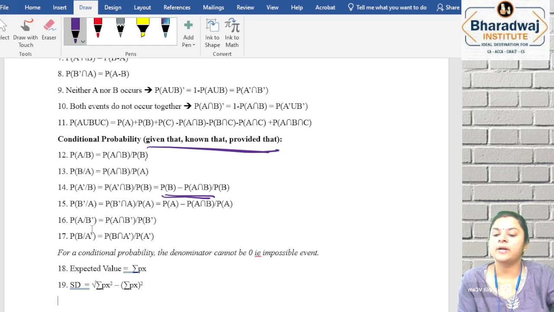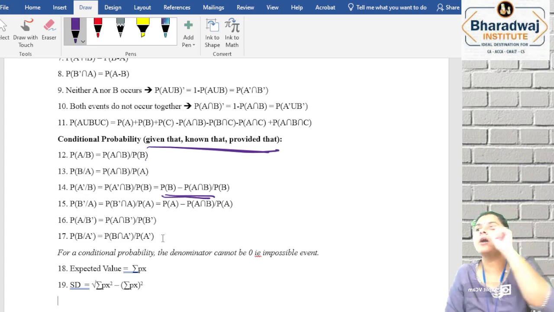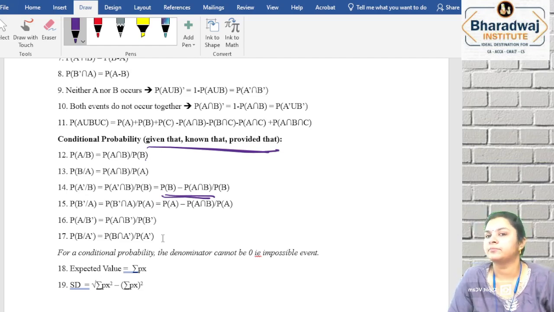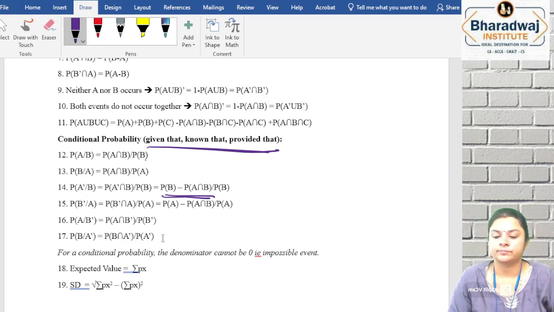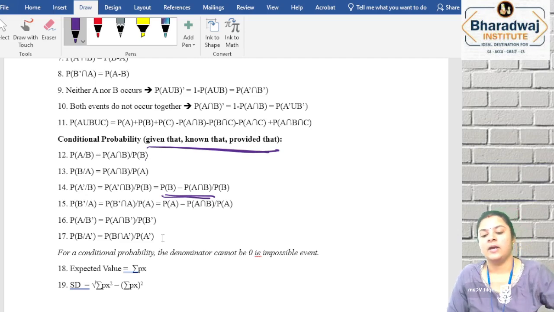And you can also interpret it the other way around, A by B dash, B by A dash. So however it is asked, remember the completed event, the known event, will come in the denominator. And for a conditional probability, the denominator cannot be equal to 0, which means it cannot be an impossible event.